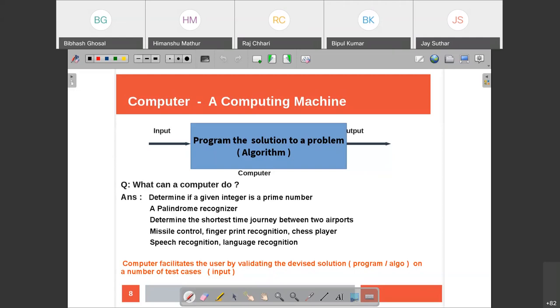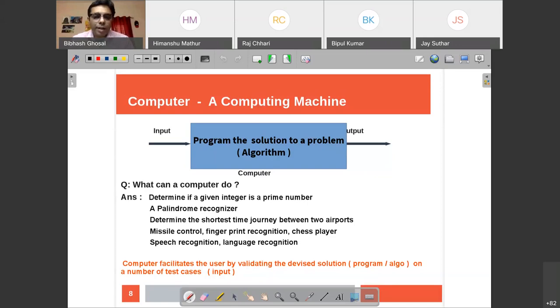Right? So a computer is supposed to solve a problem. It is not magic that it is solving the problem. It's actually helping you to validate whether the solution to your problem is correct. Okay. What can a computer do?